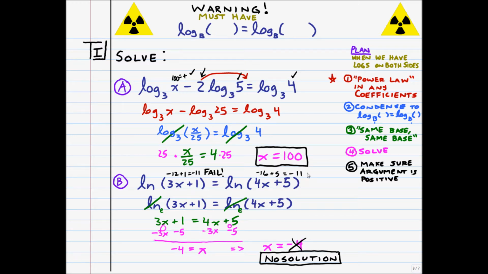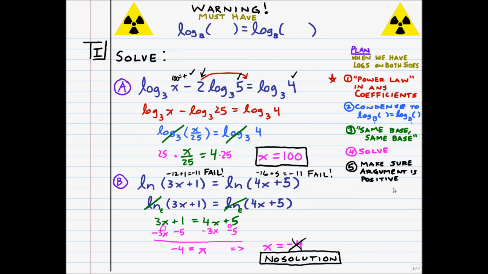So unfortunately, both of them fail, which means that we have no solution at all, because our only potential one, -4, didn't work. So the answer to B was no solution. We do not have a solution. So there we go. Exciting highlights there of the solving process.